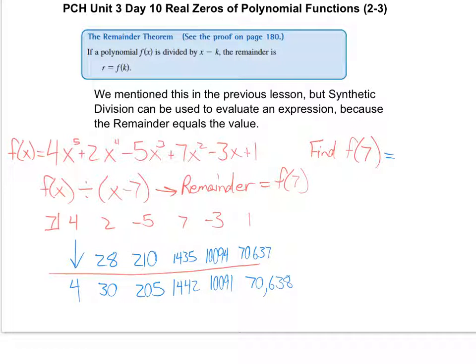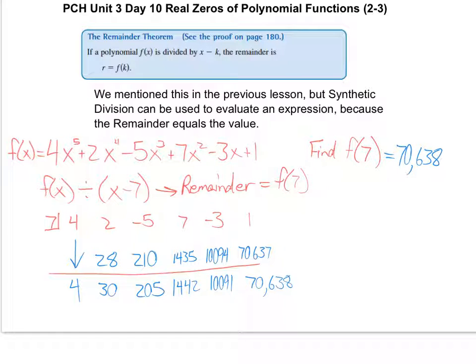So f of 7 is what? Oh, wait, what are we trying to find here? It's only the remainder. That's all we care about, that remainder, 70,638. Notice it's the same process, but a different application. All we care about here is the remainder.